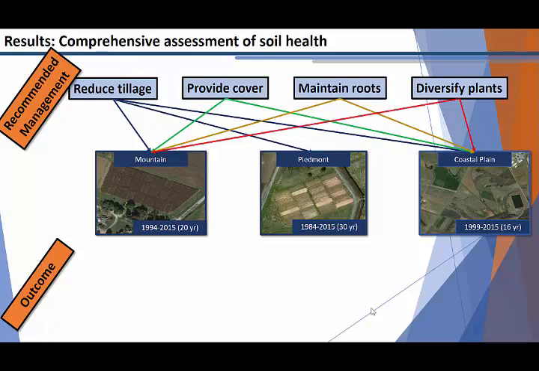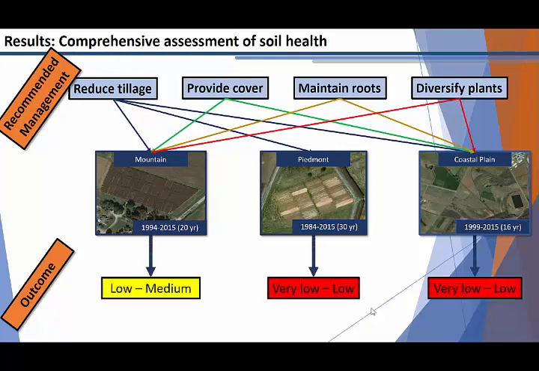And then we had diverse plants in 2 locations where we had vegetable crops on top of the typical corn soybean rotation. But even though we have these practices at our locations, after 15, 20, and 30 years, our soil health score is still low or very low based on this Cornell assessment.